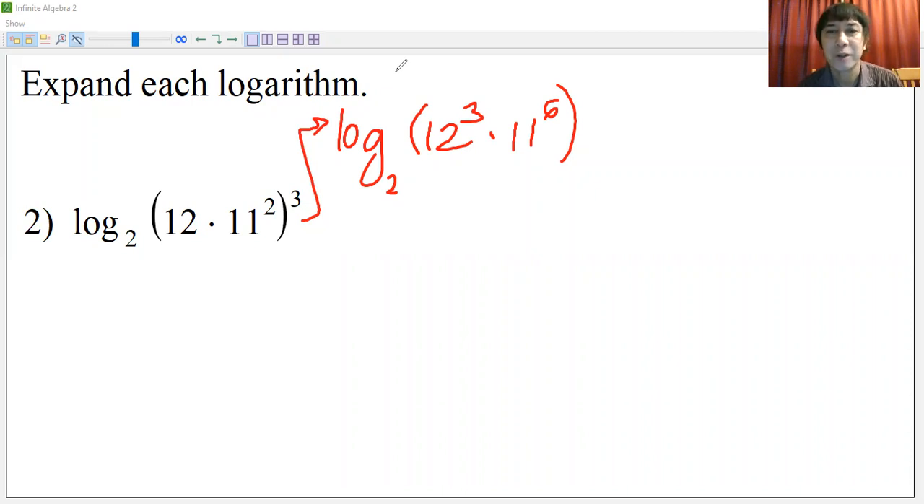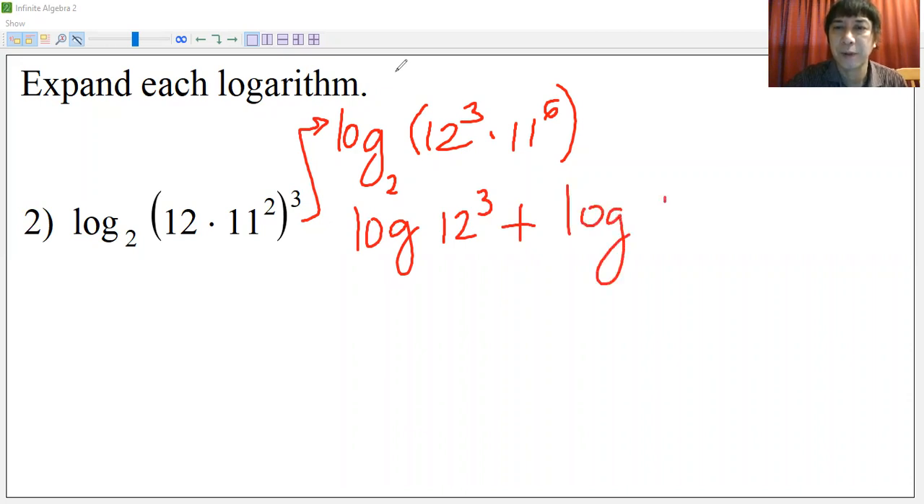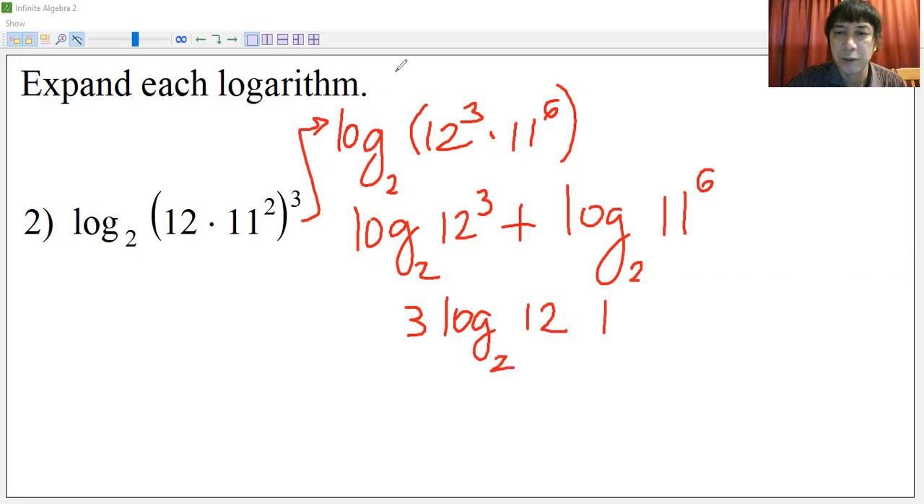Now we can consider this as logarithm of a product. So it follows we have logarithm of 12 to the 3 plus, remember, if it's a product, it's a plus, so we have logarithm of 11 to the 6. This is for the same base 2. Simplifying further, we can move the 3 in front. So we have 3 logarithm of 12 base 2 plus, we can now put the 6 in front, 6 times logarithm of 11 base 2. And here's the answer.